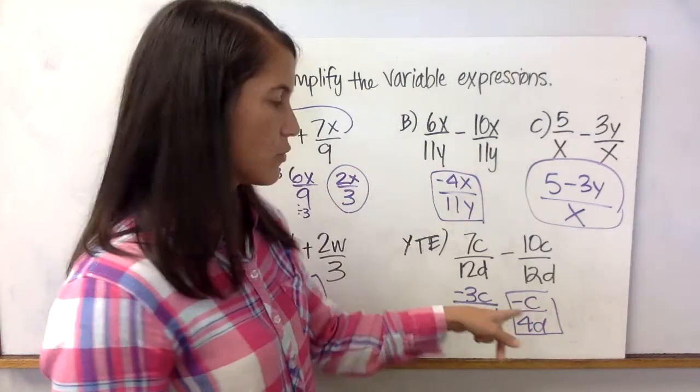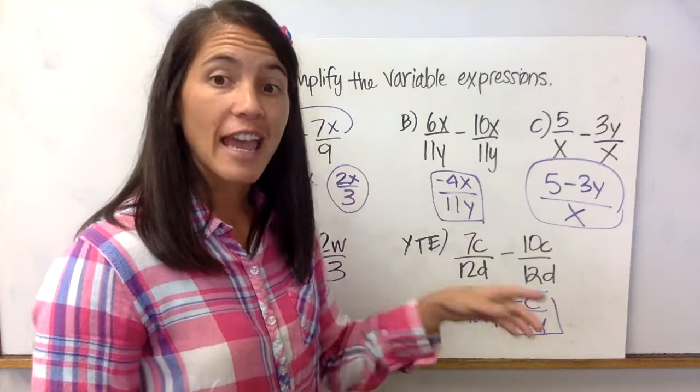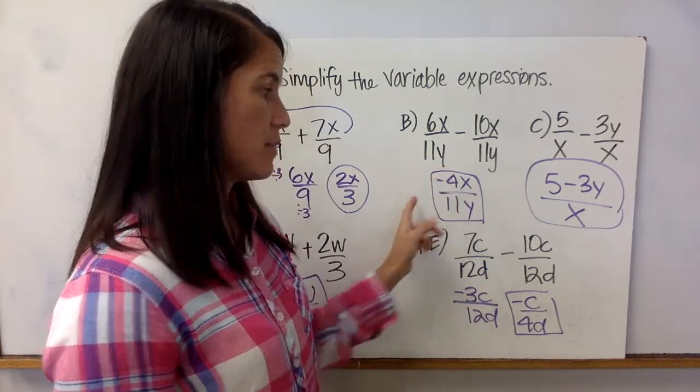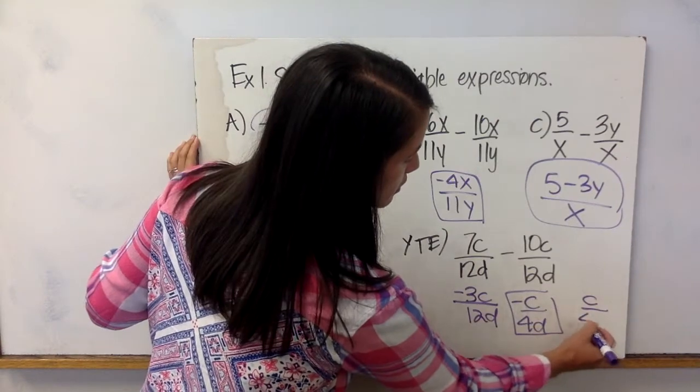Now, just a little word. When you have a fraction like that, the negative sign can be in the numerator or it could be right in the middle, like this.